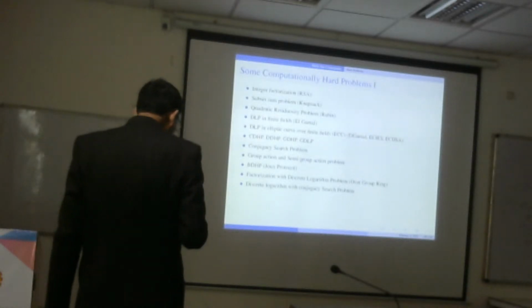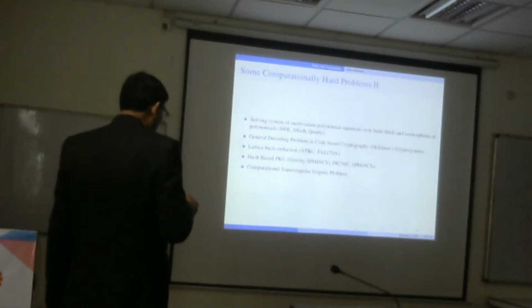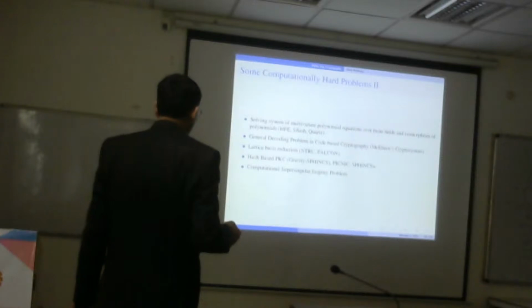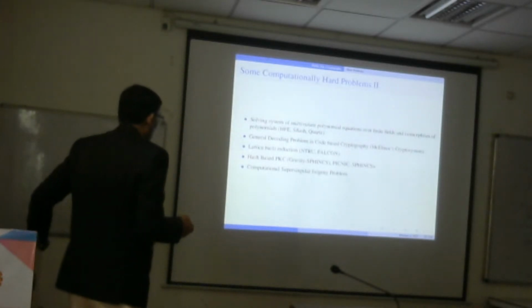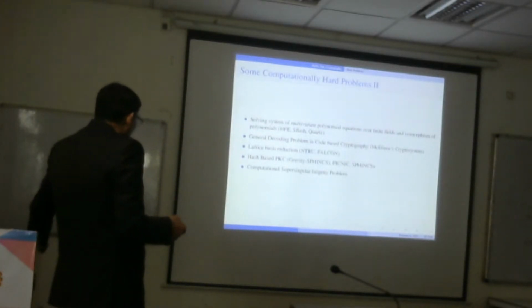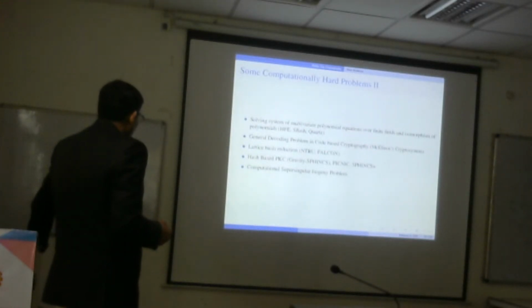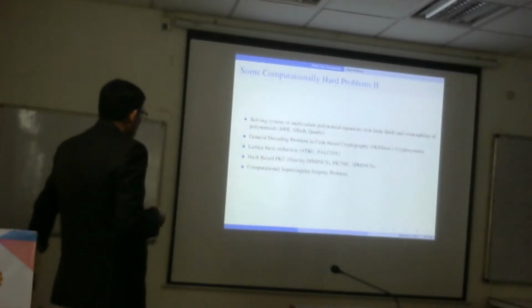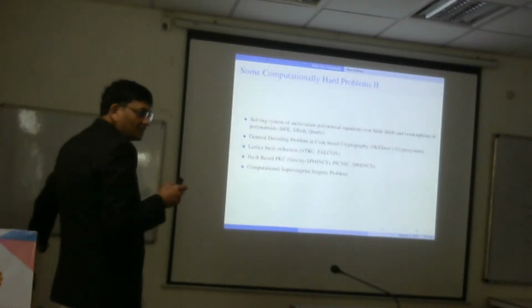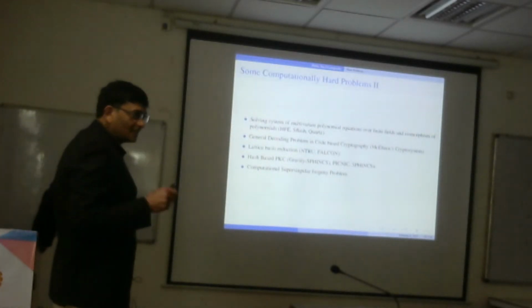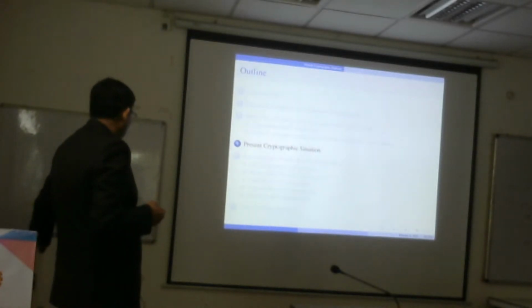Then there are certain other problems, like solving systems of multivariate polynomial equations, the general decoding problem, lattice problems, and the computational supersingular isogeny problems. These are the very important mathematical problems that we use to design public key cryptography.